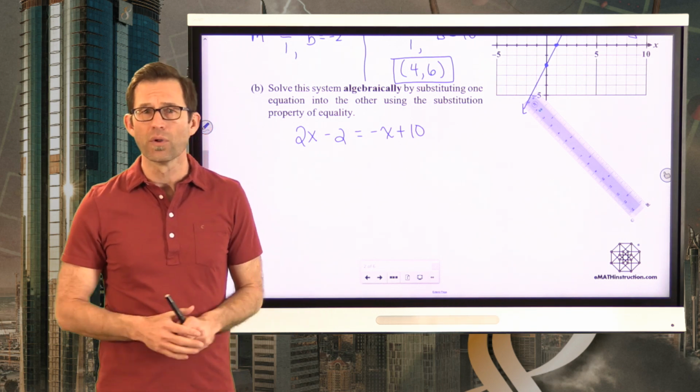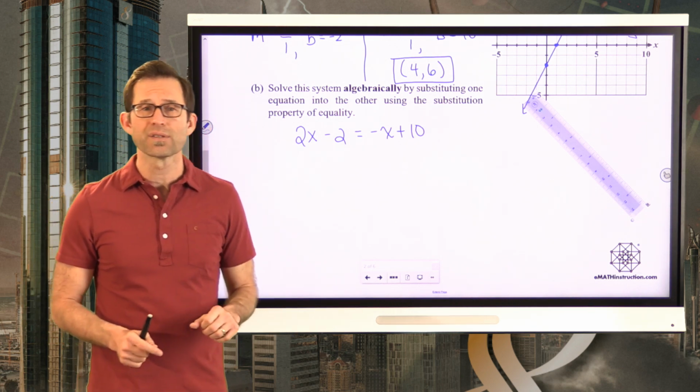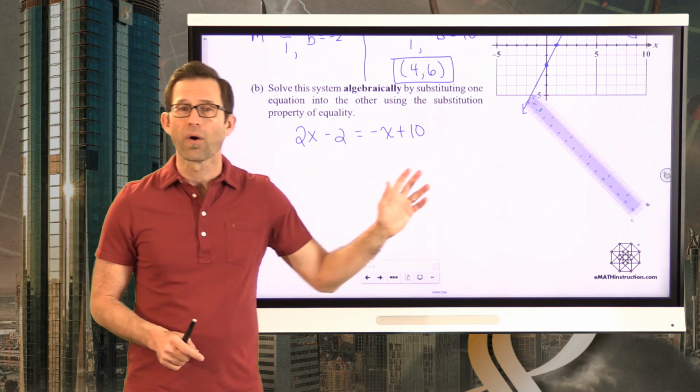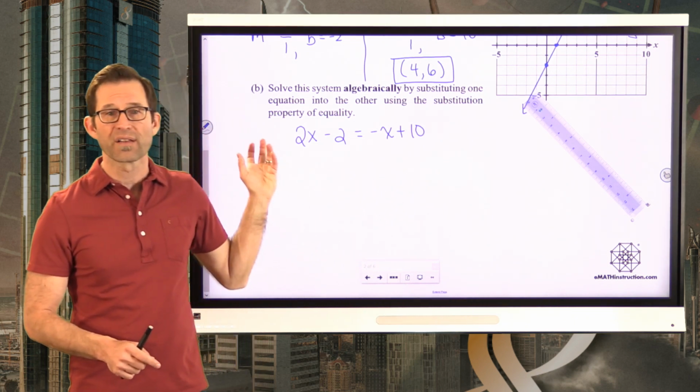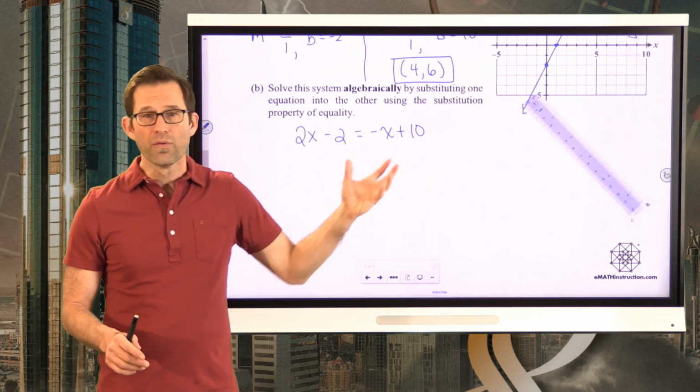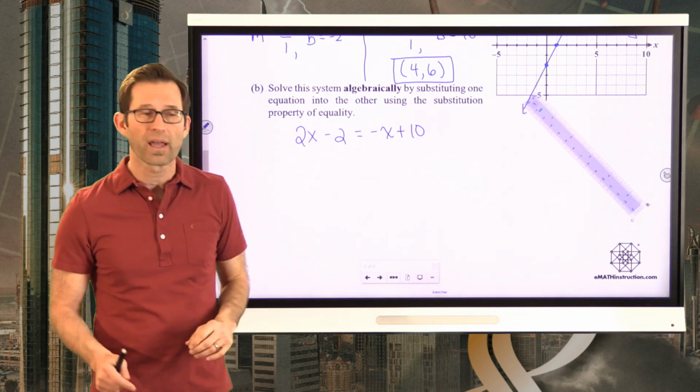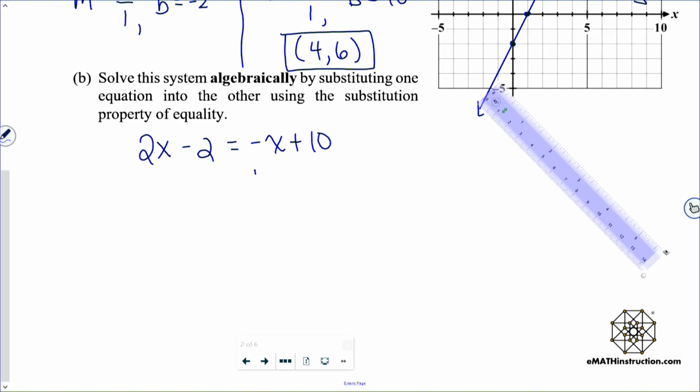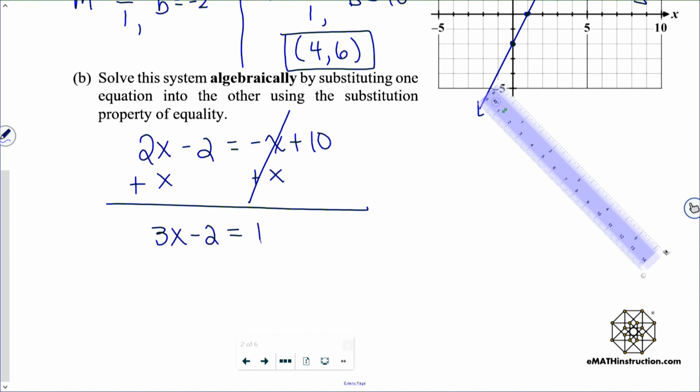But let's review a little bit, right? We've got variables on both sides. We can either move all the numbers over here and all the x's over here, or we can move all the x's first, then all the numbers second. I think I'm going to first move all my x's to this side by adding an x to both sides, right, to get rid of that negative x. 2x plus x is 3x, so I get 3x minus 2 is equal to 10.